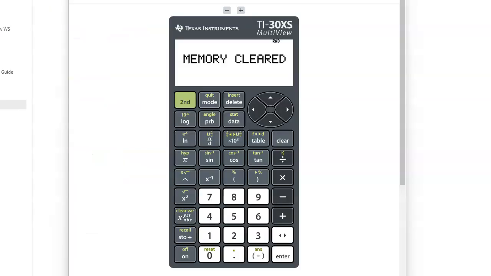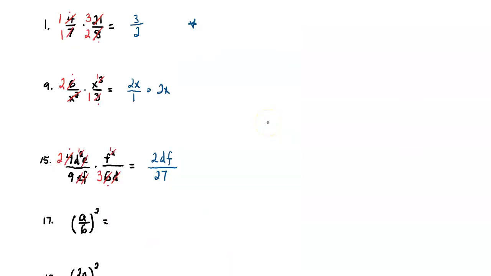Here is the TI-30 that we normally use. Push the N over D button and type the first fraction in. 4 on top, 7 on the bottom. Then type multiply. Push the N over D button again. 21 on top and 8 on the bottom, and push enter. The result is 3 over 2. And that's the same answer that we got when we did number 1 on paper.